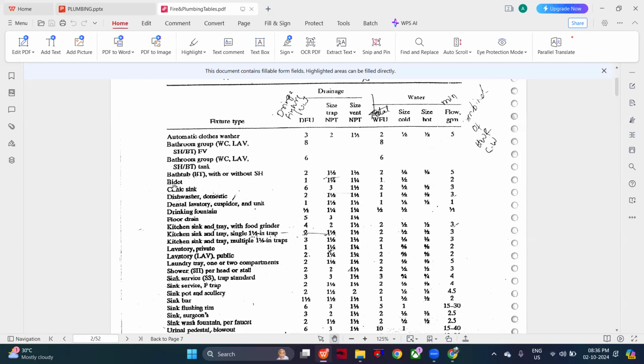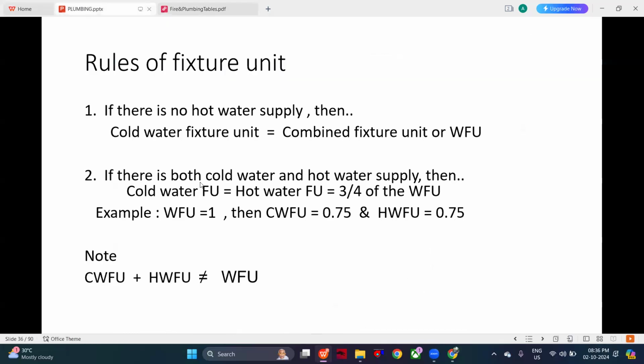For example, a bidet: the water fixture unit is 1, and in your building you don't have any kind of hot water. So the cold water fixture unit is equal to WFU. There is no difference, since no hot water is present. So CWFU is equal to WFU. That is the first rule. If there is no hot water, the cold water fixture unit is equal to WFU.